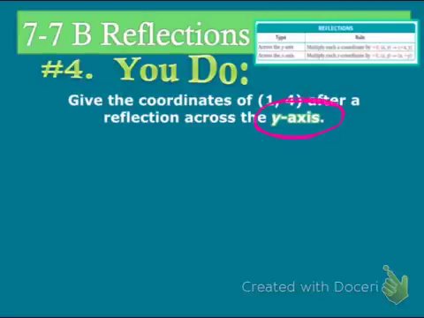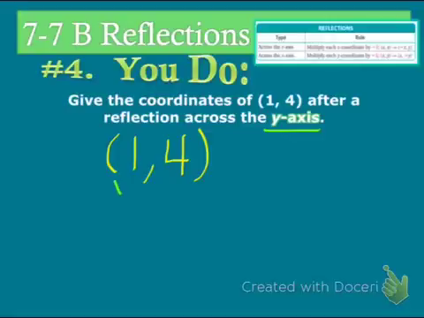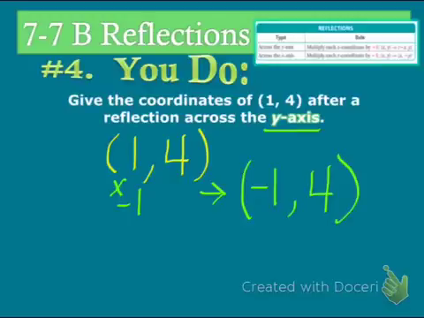So for the y-axis, we want to multiply, and you don't have to write this, but you're going to multiply your x by -1. So our original coordinate is 1, 4. So for a reflection on the y-axis, we're going to multiply this one right here times -1. So our coordinate prime is going to become 1 times -1, which is -1, and we're keeping our y value as 4. So it stays 4, and that's the answer.